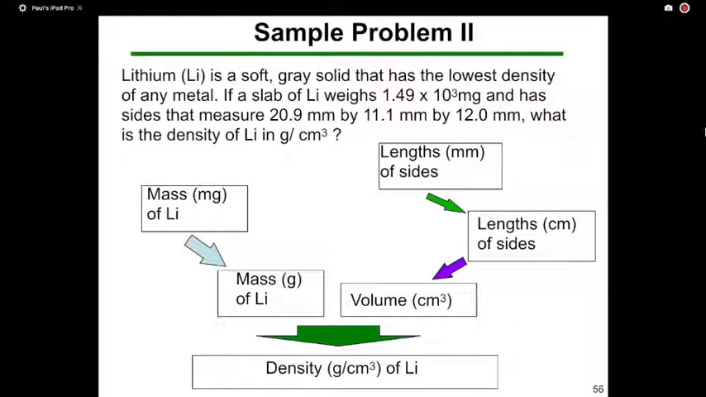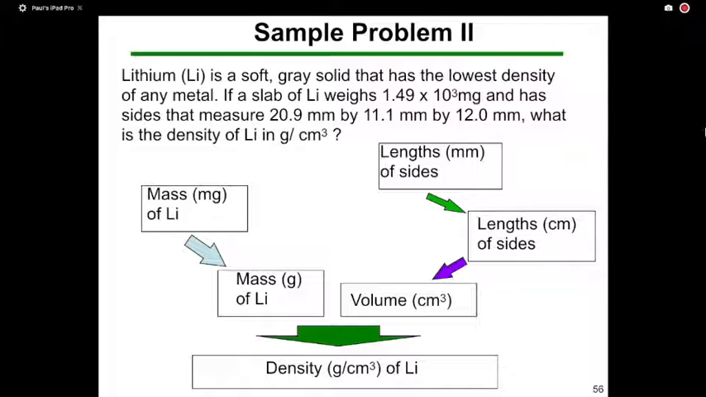Sample problem 2. Lithium. Soft gray solid that has the lowest density of any metal. A slab of it weighs a certain amount in milligrams and has a certain size. We give you millimeters times millimeters times millimeters. What is its density? Did I give you a volume directly?